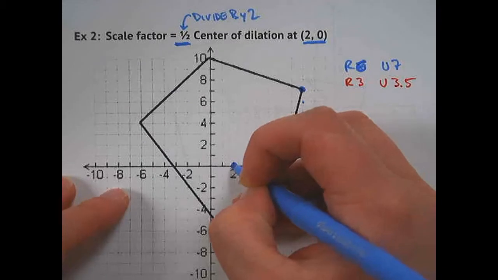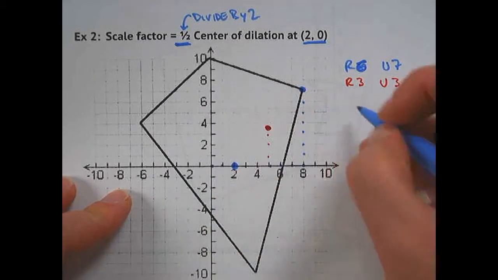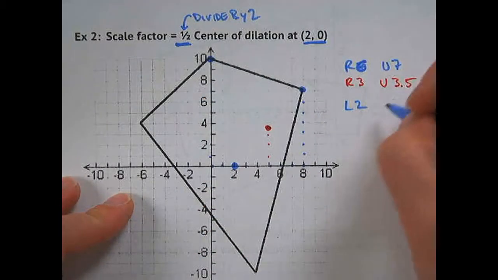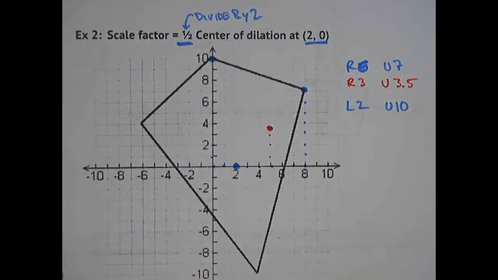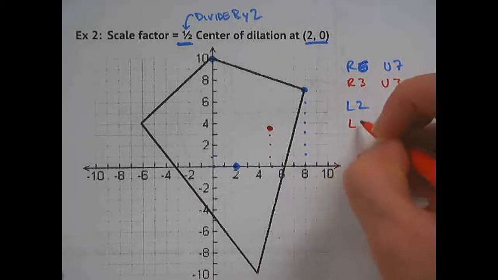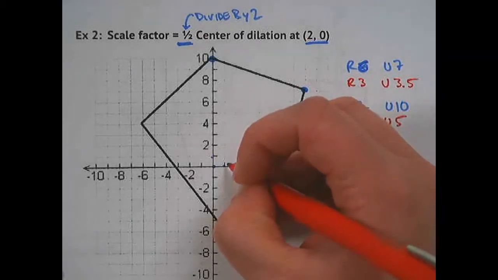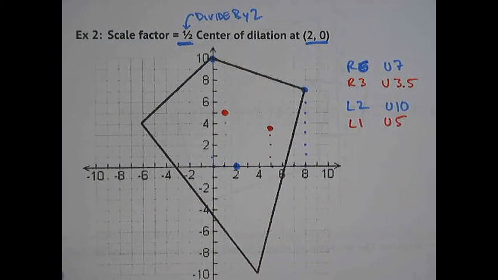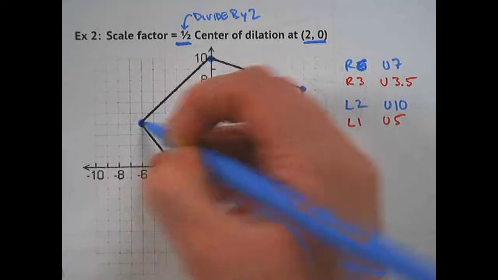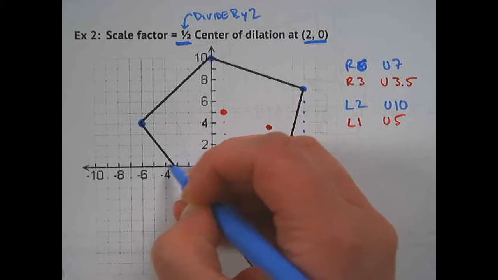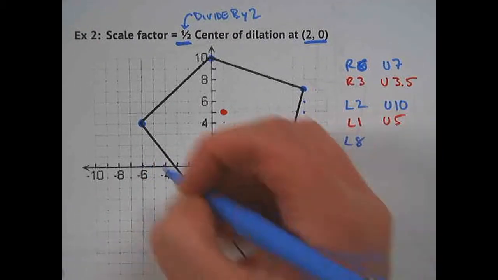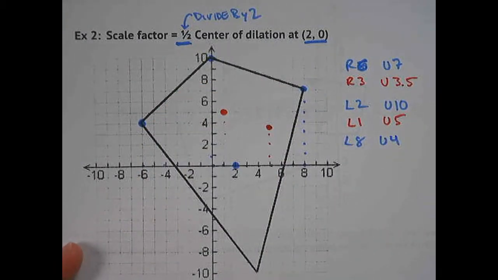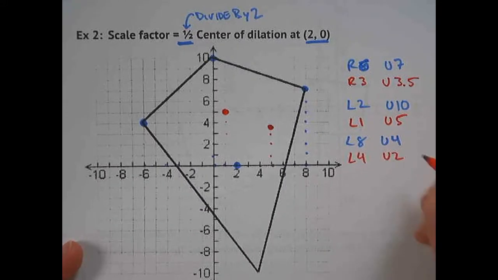Next point, we have to go left 1, 2, and up 1, 2, 3, 4, 5, 6, 7, 8, 9, 10. So instead of left 2 and up 10, I'm cutting each of these in half. So left 1 and up 5. So 1, 1, 2, 3, 4, 5. My next point, it's over here, left 1, 2, 3, 4, 5, 6, 7, 8. And up 1, 2, 3, 4. So instead of left 8 and up 4, we're going to go left 4 and up 2.